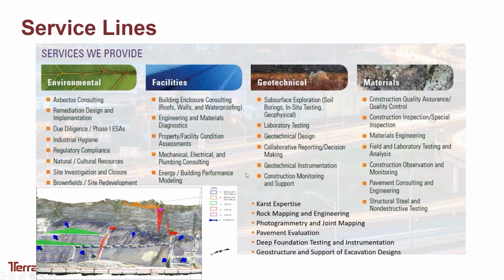And in Virginia specifically, we have the karst expertise. We can do rock mapping and rock engineering, and photogrammetry using drones. For example, the picture that you're seeing on the left is showing some of the fractures and discontinuities that we mapped. And these are really not accessible locations with just one person. So it makes it a lot easier to do the drone survey. We can do our pavement evaluation, deep foundation testing, instrumentation, and further the geostructural and support of excavation design. So we have a whole bunch of service lines that we can do.